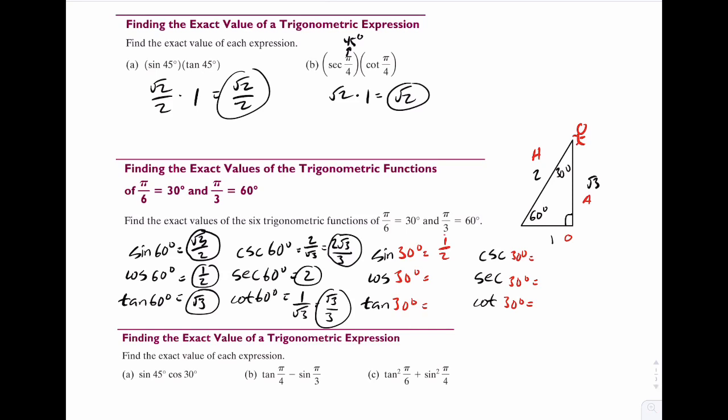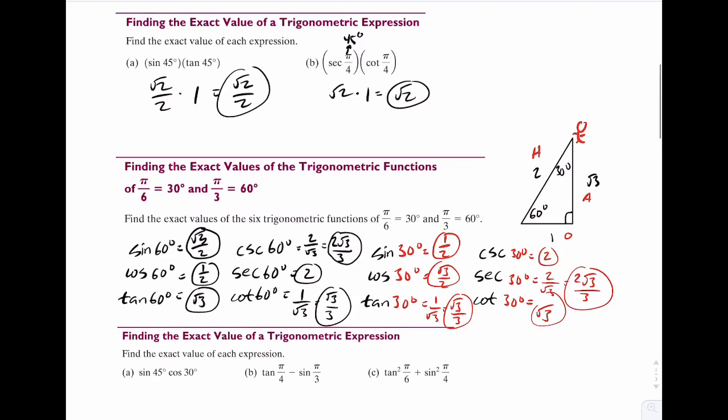Sine of 30 is a half. Cosine of 30, root 3 over 2. Tangent of 30 is 1 over root 3, or root 3 over 3. Cosecant 30, now we're just going to do the reciprocal. So it's 2 over root 3, which is 2 root 3 over 3. And cotan 30 is, of course, root 3. Now let's move on to the final part.